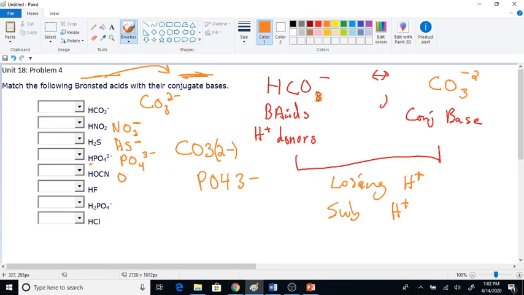Okay, this becomes OCN minus. Okay, here we go. And this becomes F minus, because we lose an H plus. HPO4, you only lose one hydrogen at a time, and then it's a 2 minus. Oh, the 4 gets all wonky in there too, but it's really a subscript. And this is CO minus.